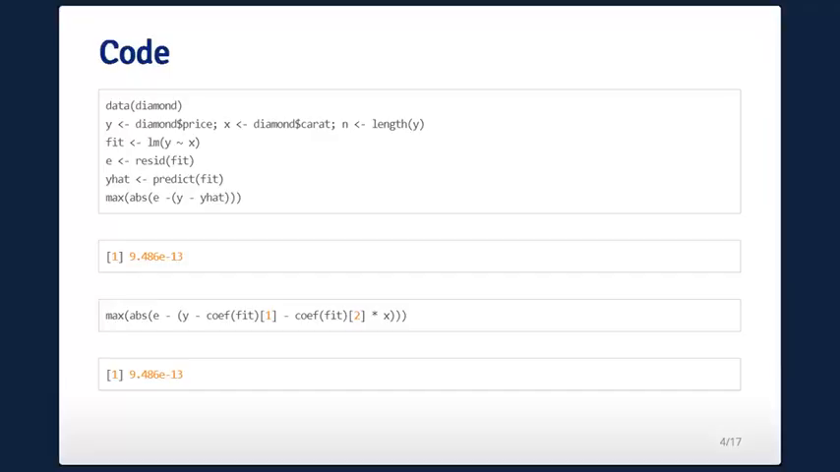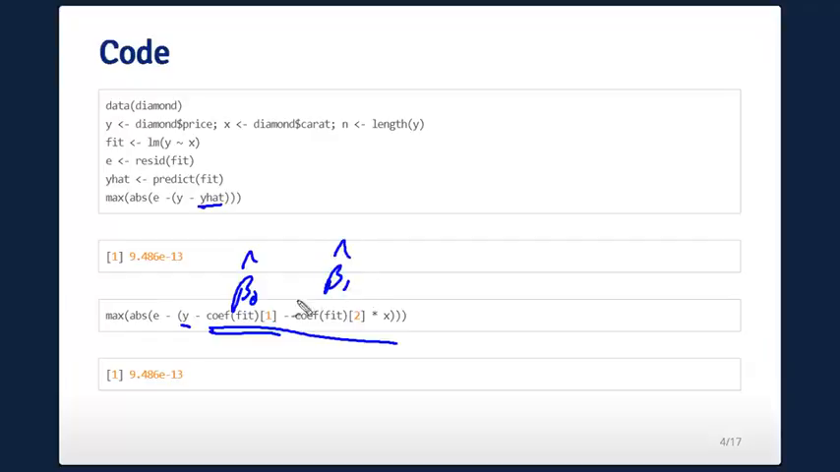And then in fact, let's calculate it here directly, where instead of getting the y hats from the predict function, let's put it in directly, where we take the first coefficient, this is beta naught hat, and the second coefficient, which is beta 1 hat, right?